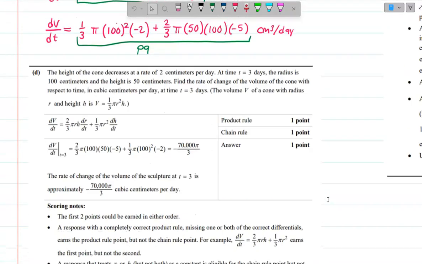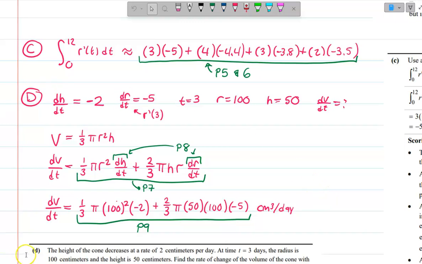Okay, that is scoring notes there. Feel free to look through any of the other questions that you have here, and that's all I have for you.